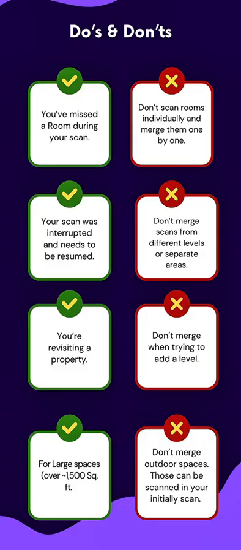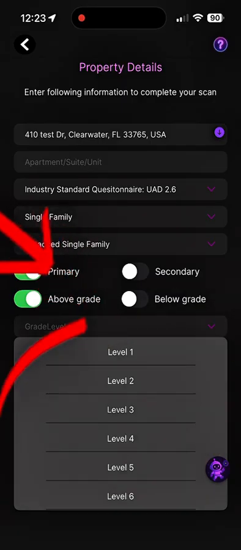This is especially helpful for larger properties, typically around 1,500 square feet or more, where pausing and resuming a scan may be necessary. Merge helps ensure that everything remains seamless and properly connected. Before finalizing any merge, always confirm that the scans you're joining belong to the same level of the property. Merging scans from different levels can distort the layout and result in an inaccurate floor plan.